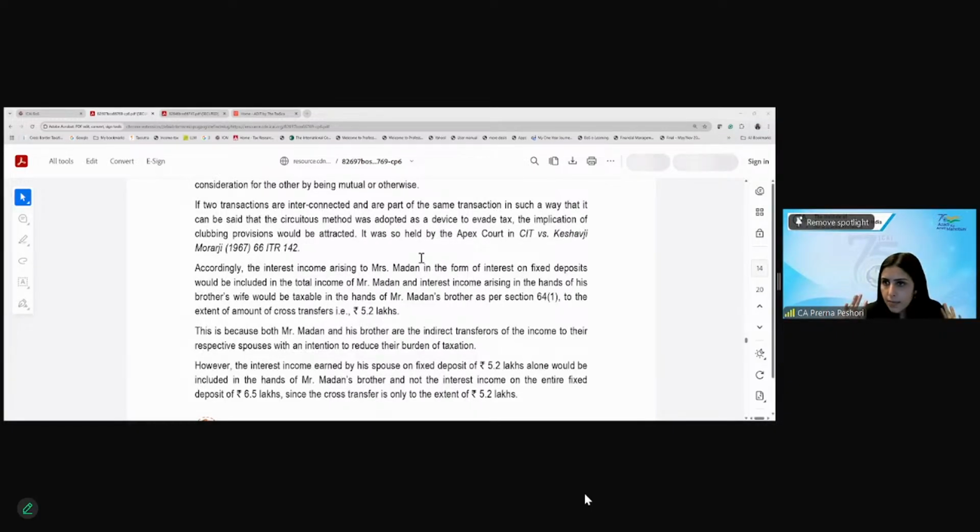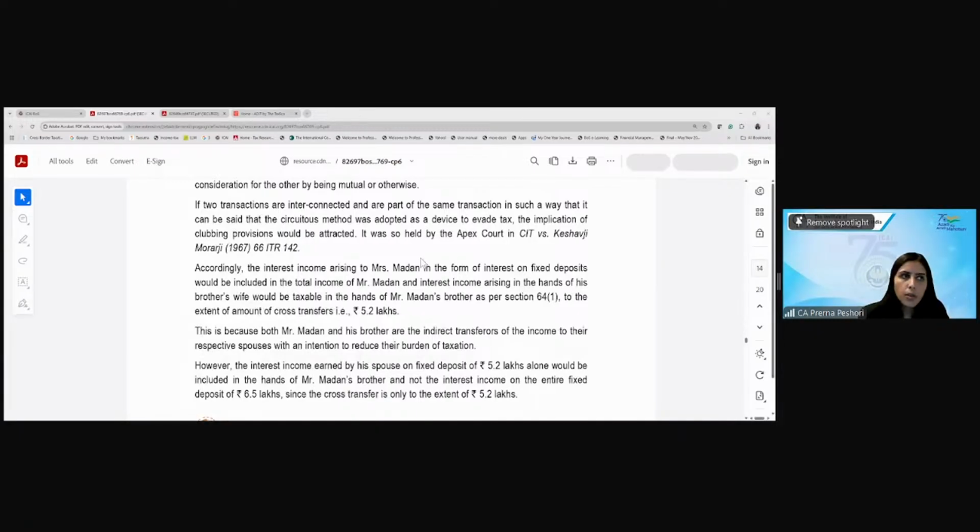Are we clear? Yes. Ma'am, when it comes to the 6.5, 5.2, so to the extent of 5.2, it will be clubbed and over and above amount will be taxable in the hands of wife only. Okay. Because to the extent of the cross transfer, this will get clubbed. This is what it says clearly. Are we clear? Yes. Right?